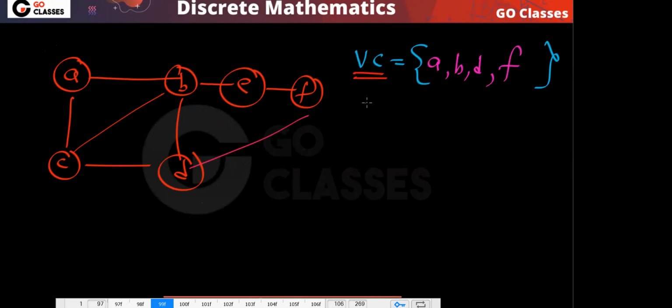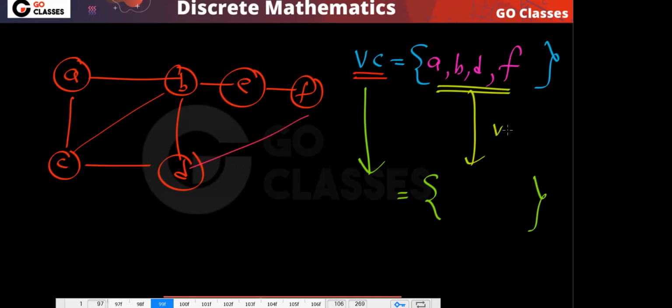Now see a very interesting thing. You can notice the remaining vertices, what they will create. The remaining vertices means the complement. The remaining vertices means C, E. They will create an independent set, right? Yes or no? They will create an independent set, correct? Are you getting my point? So the remaining vertices will create an independent set.